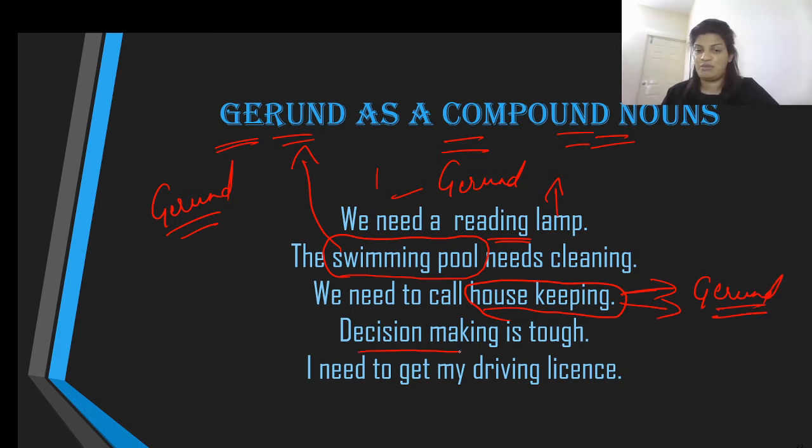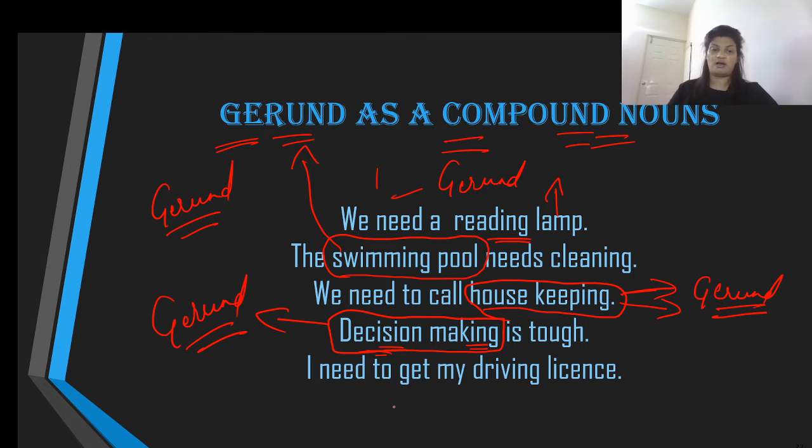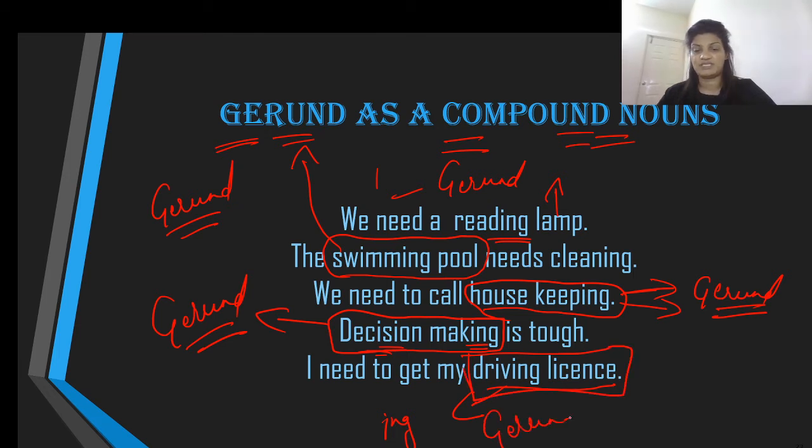Similarly, decision making is tough. What is tough? Decision making is tough. Therefore, we get decision and then making, which is an ing form in combination with decision. Thereby, we get our gerund compound noun. I need to get my driving license. Driving, ing verb, license, together it is our compound noun, thereby making it a gerund.